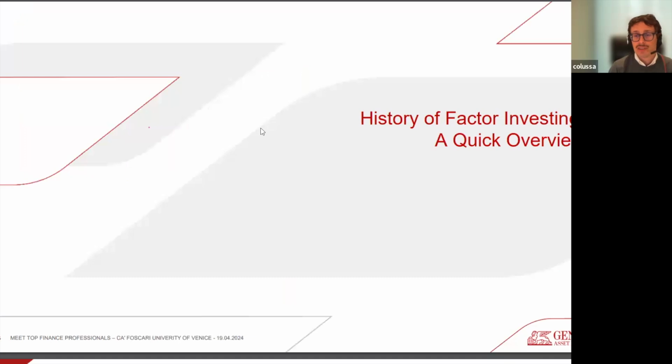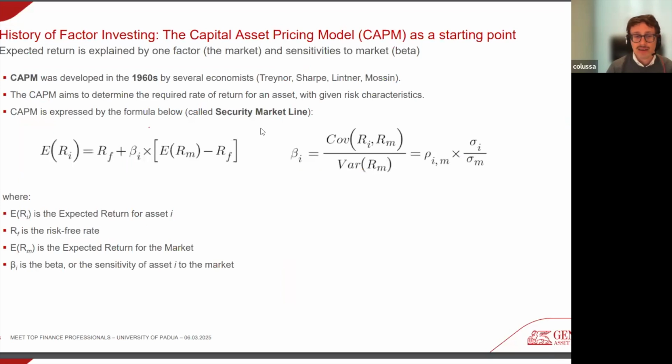But let's focus now on the factor investing part, starting from an introduction. Again, I don't want to bother you too much with formulas, but let's try to understand the logic behind this. The first attempt to explain the way the market and the assets in the market behave was the capital asset pricing model. It was developed by several economists in the 60s, so it's more than 60 years ago now.